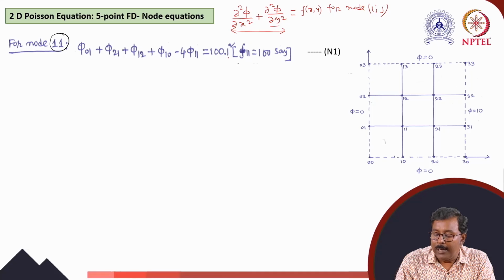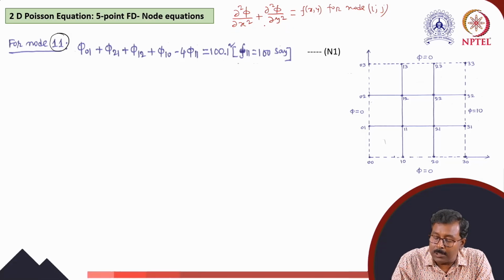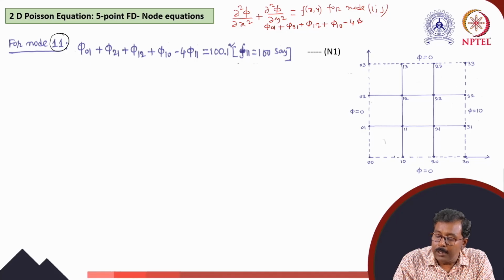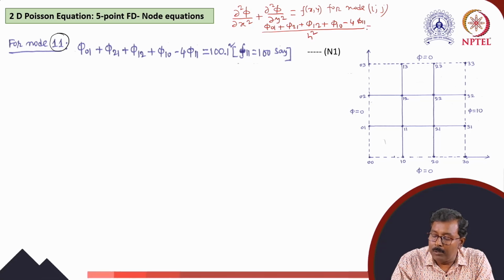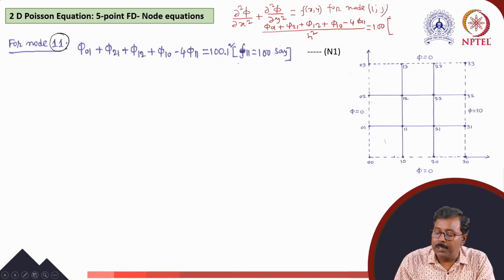And f 1 1, say this constant is suppose 100 and h is 1. Actually this h square is taken to the right hand side, so I am just showing how it is coming. So the left hand side was phi 0 1 plus phi 2 1 plus phi 1 2 plus phi 1 0 minus 4 phi 1 1 divided by h square, that will be equal to 100. Let us consider the constant value that I have mentioned, f x y, that is equal to constant 100, that is a charge constant.